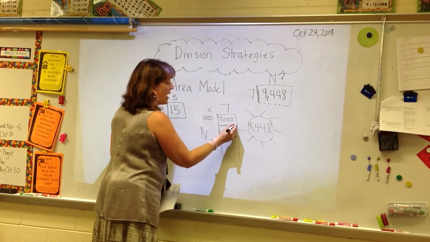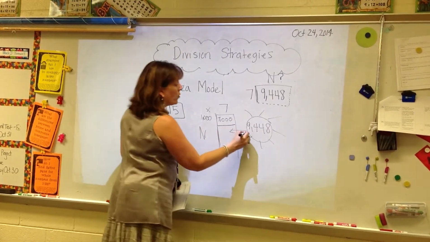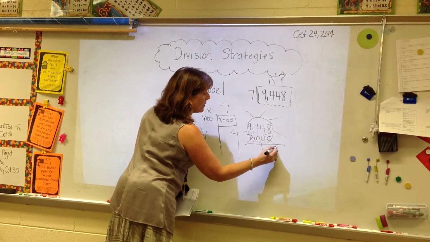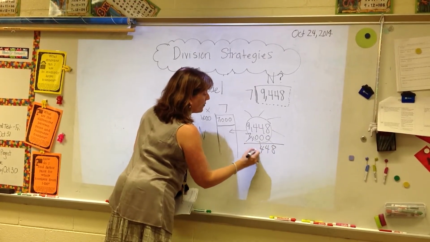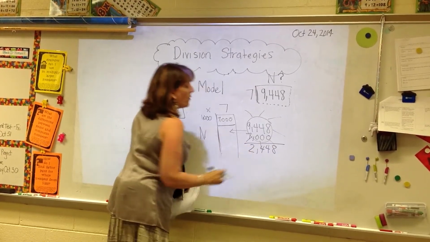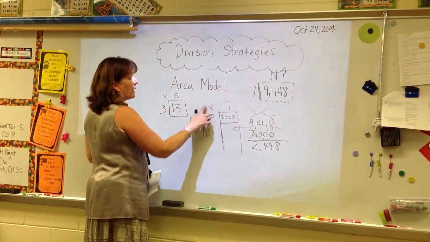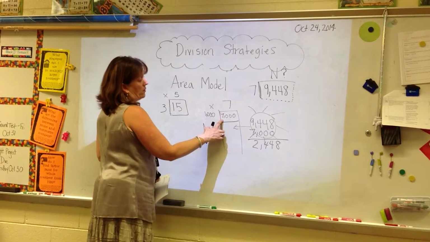And I'm going to draw a line like so. And then, of course, I get to subtract that from what I already have, because I've already divided it. And that gives me 2,448. So 7 times 1,000 is 7,000.